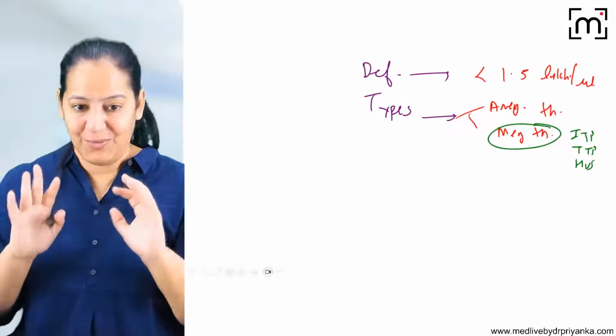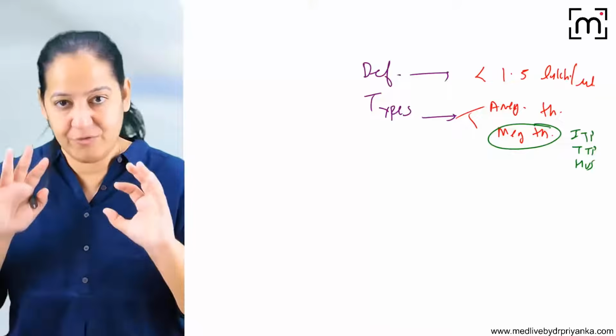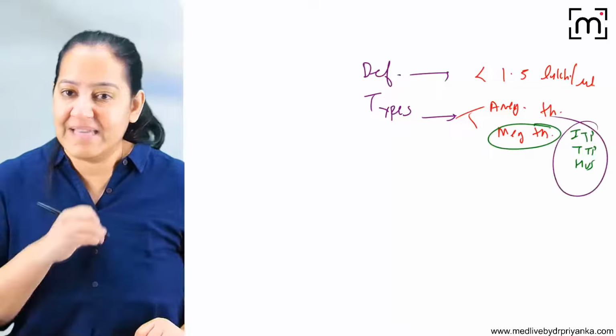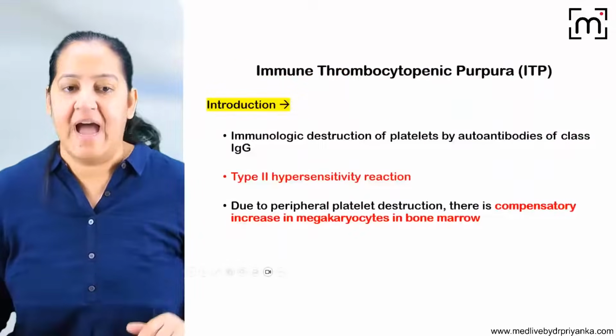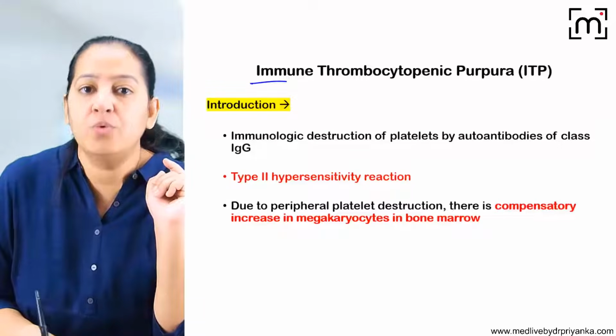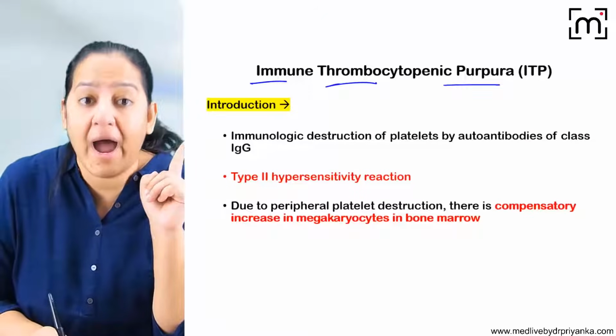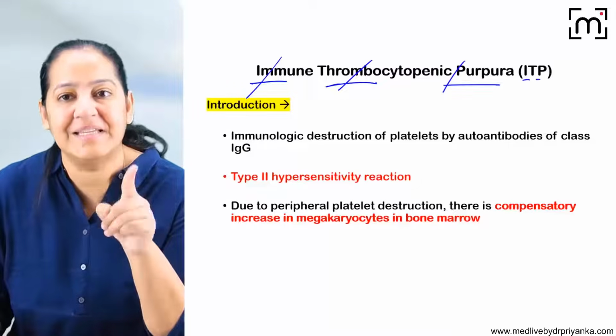So till now I have explained only this. Okay, so the explanation was more for understanding, but you have to write only this. Now these three we will see in detail. Let's start one by one. So let's start with ITP. What is the full form of ITP? First learn the full form. ITP is immune thrombocytopenic purpura. It is known as ITP.